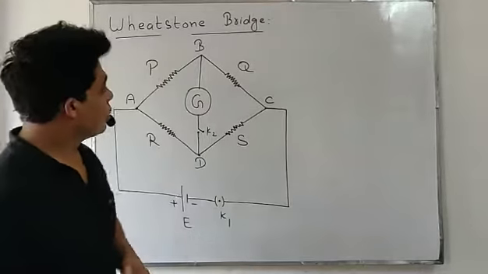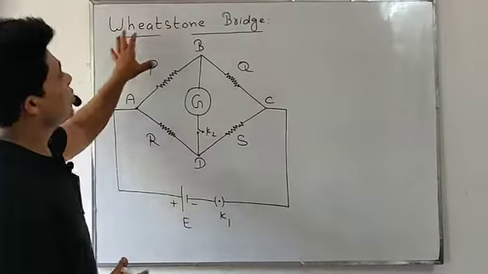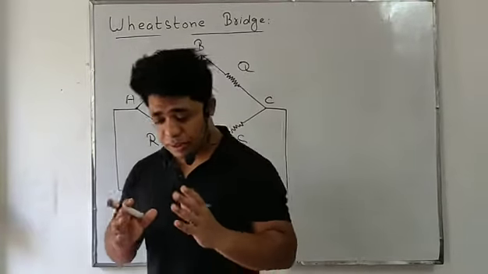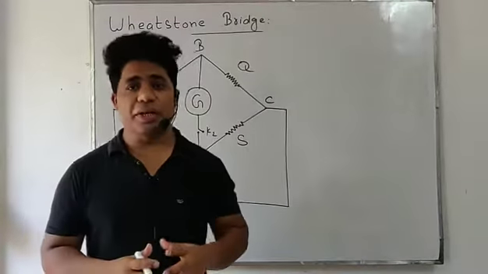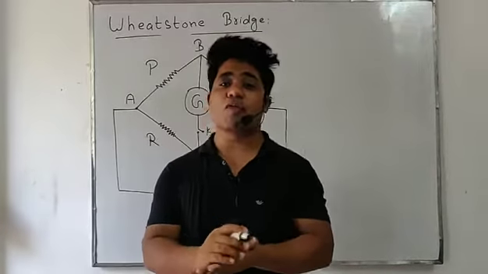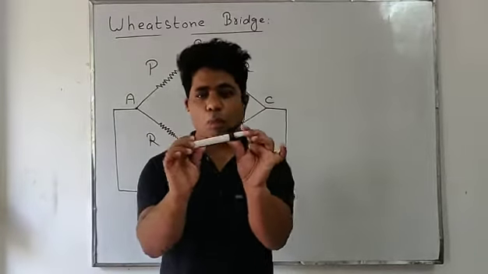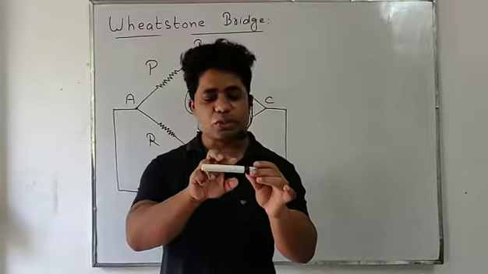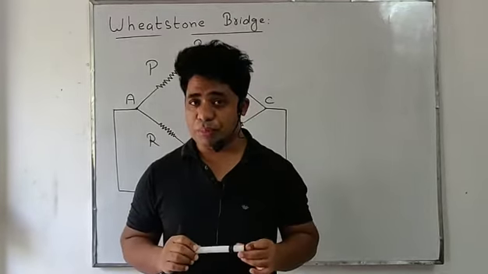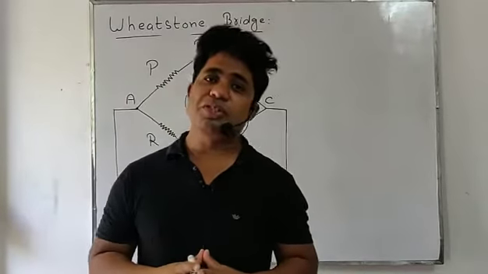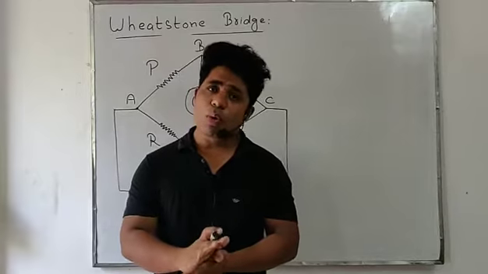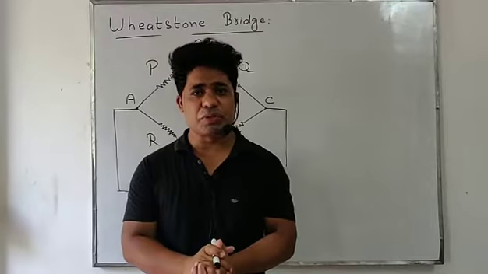See students, this is a circuit diagram of Wheatstone bridge. Actually, Wheatstone is the name of a scientist. He made a circuit with the help of which we can find the resistance of an unknown wire. Suppose this is a copper wire. If you want to get the resistance of this wire, you can find it with the help of the Wheatstone bridge. So the Wheatstone bridge is a device, a circuit, with the help of which we can find the resistance of a wire. Okay, that is the definition.